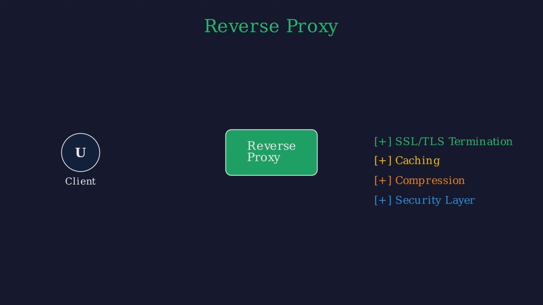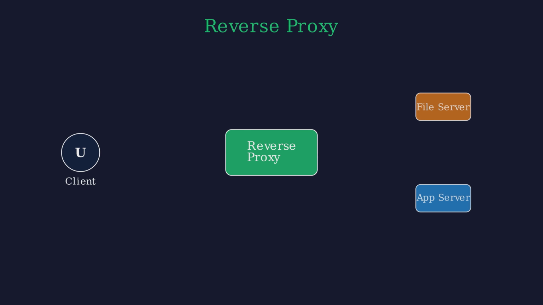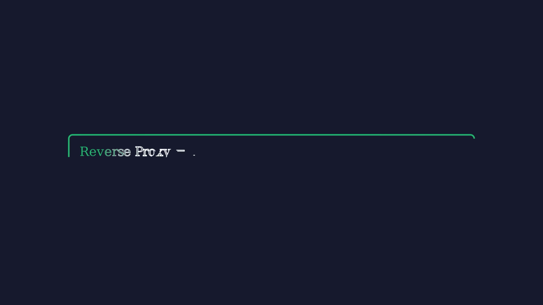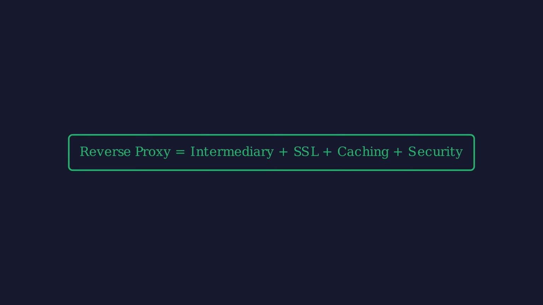They might forward all requests to a single application server, or they might route different paths to different services. For example, requests to /images might go to a static file server, while /api requests go to your application server. So while all load balancers are reverse proxies, not all reverse proxies are load balancers. A reverse proxy is really about providing an abstraction layer with additional capabilities.